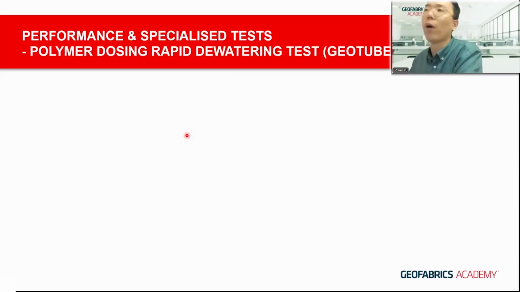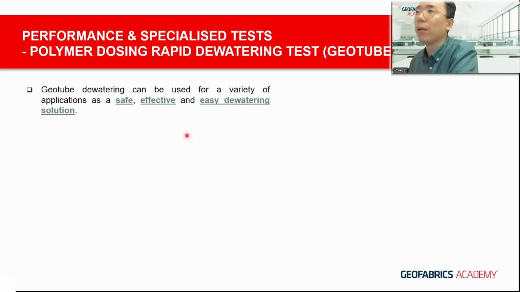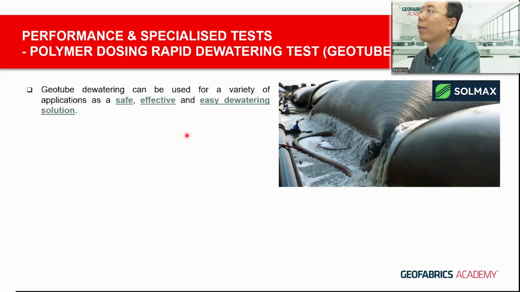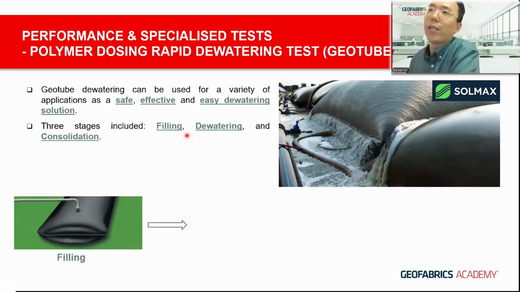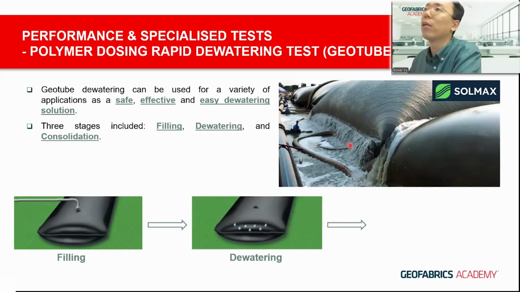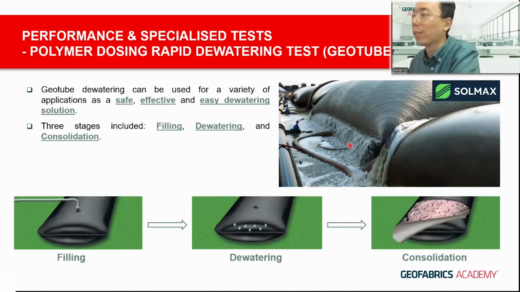And one last thing I want to bring to the test part is the polymer dosing in the rapid dewatering test in GeoTube. For this one, the GeoTube is a very safe, effective, easy dewatering solution that we work together with Solmax. And 3 stages are often included here, including filling the GeoTubes with sludge, and then starting the dewatering process, and finally have the water and solid separated, which is a consolidation stage.